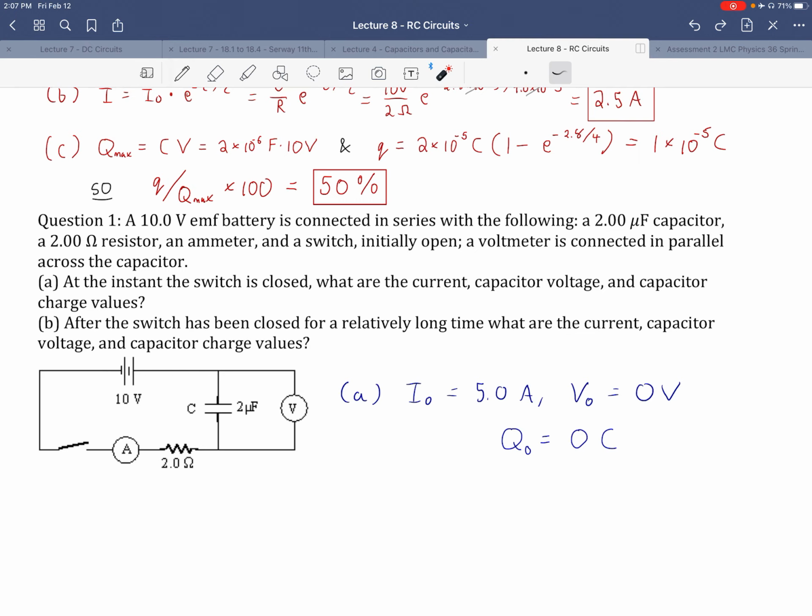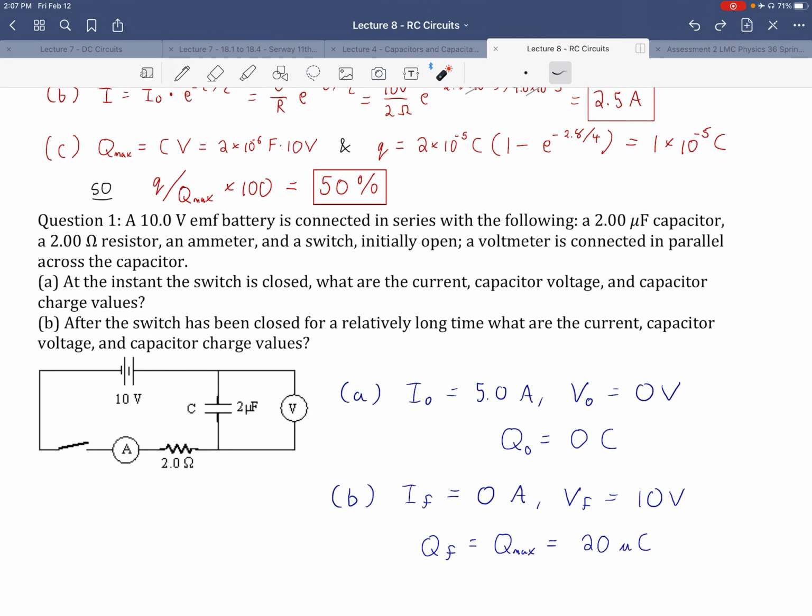And let's see that. So in B, after the switch has been closed for a relatively long time, so many times tau, maybe 10 times tau, right? So long enough that it's 99.9% fully charged. Because of course it's exponentially approaching, it never quite reaches there, but it can get very, very close. What are the current, capacitor voltage and capacitor charge values?